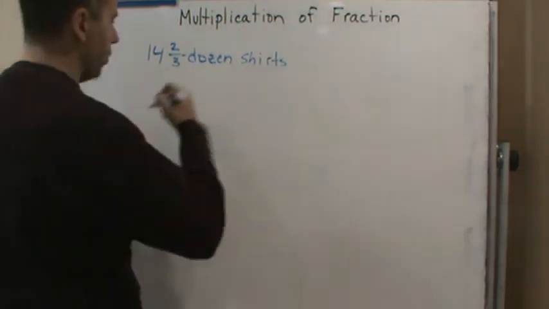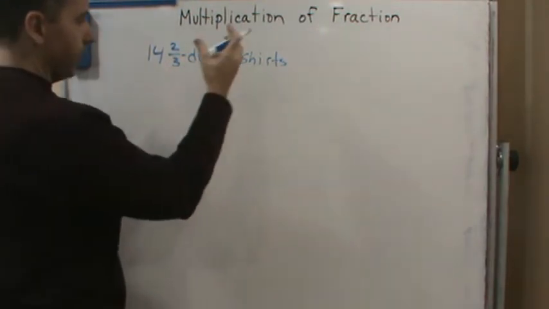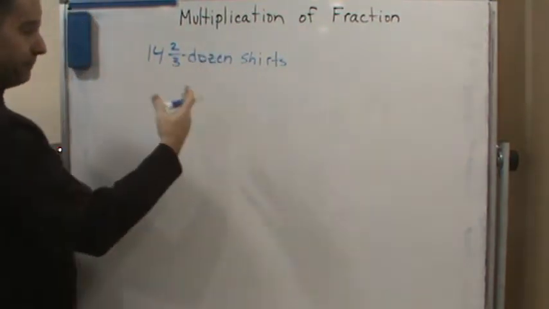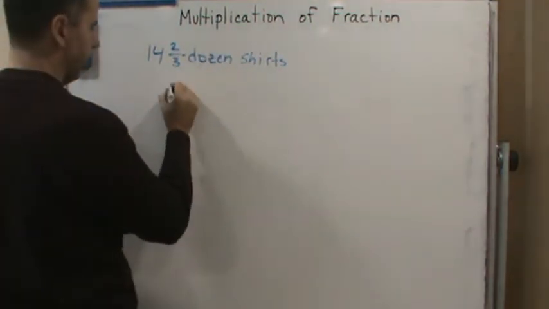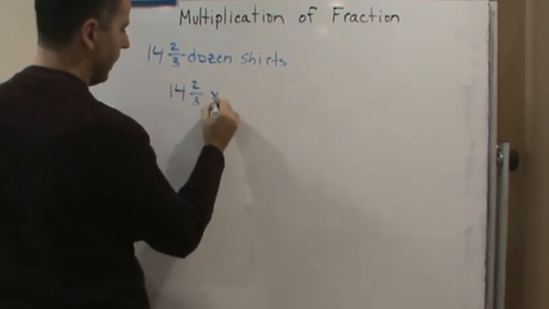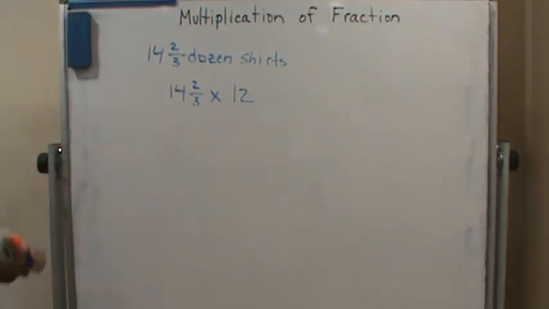So what we're going to have to do is multiply, right? We have this many dozens. We know there are 12 shirts in a dozen. So now we're going to multiply to find the total number of shirts, right? So it's 14 2/3 times 12. Okay, now how do we handle this? We want to put this in terms of fractions, right?